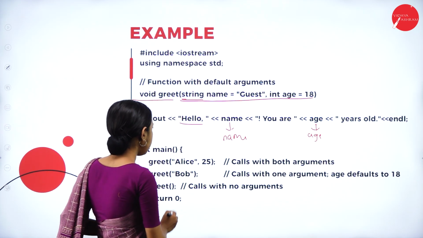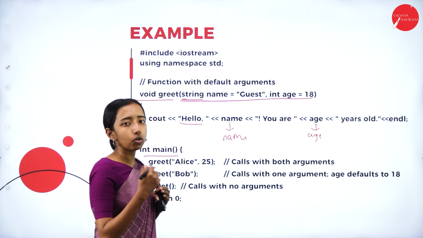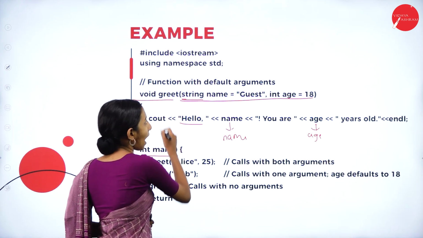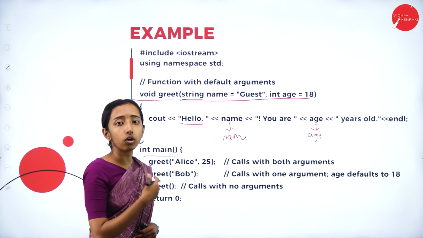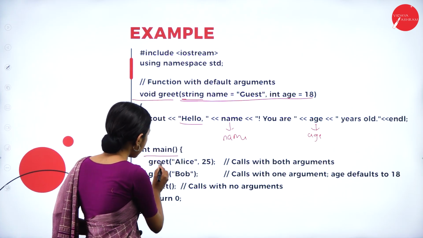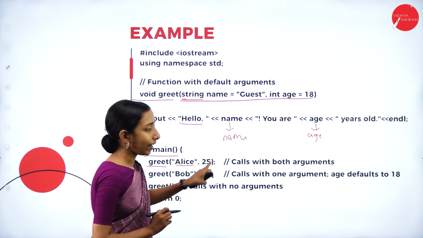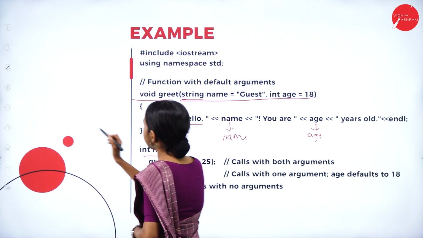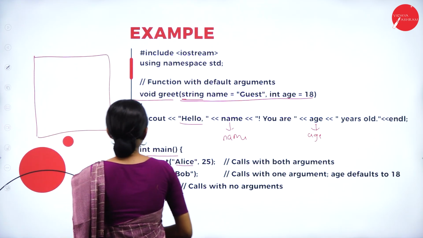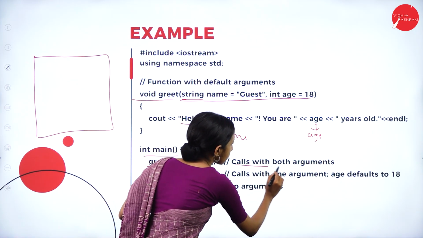In the int main, now I am calling the function that I have defined. What is the function name? The function name that I have defined is greet. So here in greet, the name I am passing is Alice and 25. Now in the output screen I have given Alice and 25. Here you can see it calls with both arguments.